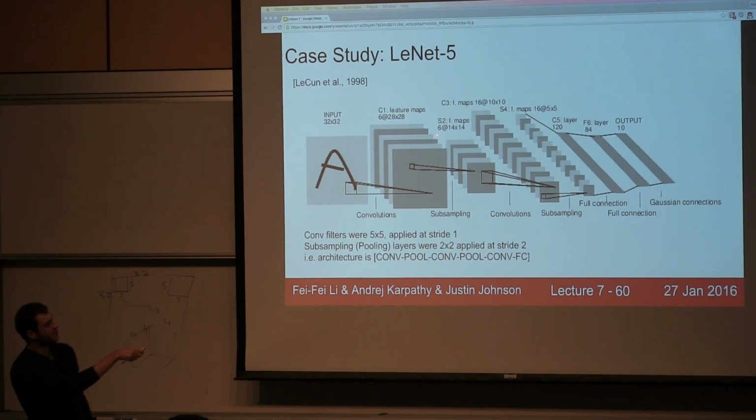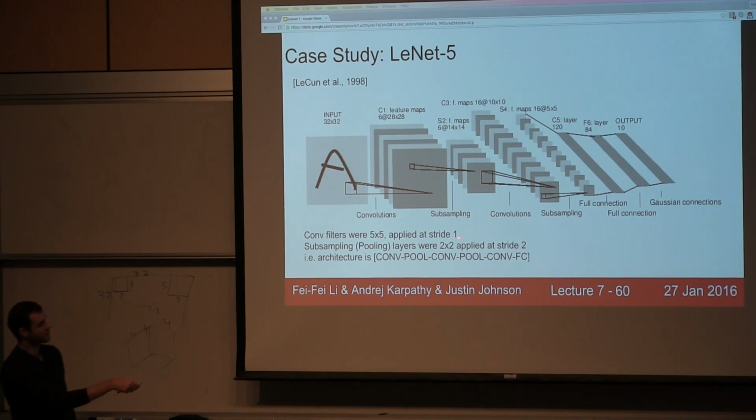And then they did a subsampling layer, S2, which is subsampling or max pooling. So they subsampled it. And then they did 16 convolutional filters, again 5 by 5, applied at stride 1, and so they got 10 by 10. And then they subsampled that again, so you get 5 by 5, a reduction by half. And then eventually they flipped to fully connected layers. So the architecture we would say is conv, pool, conv, pool, FC, or something like that.